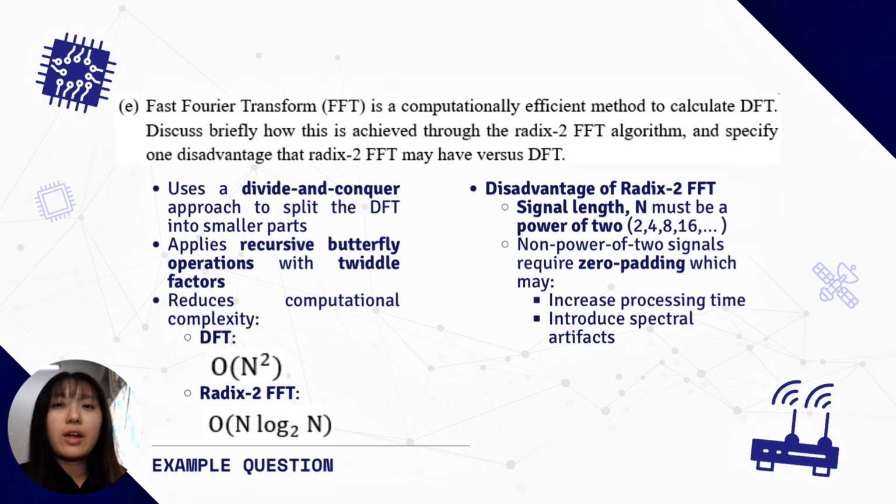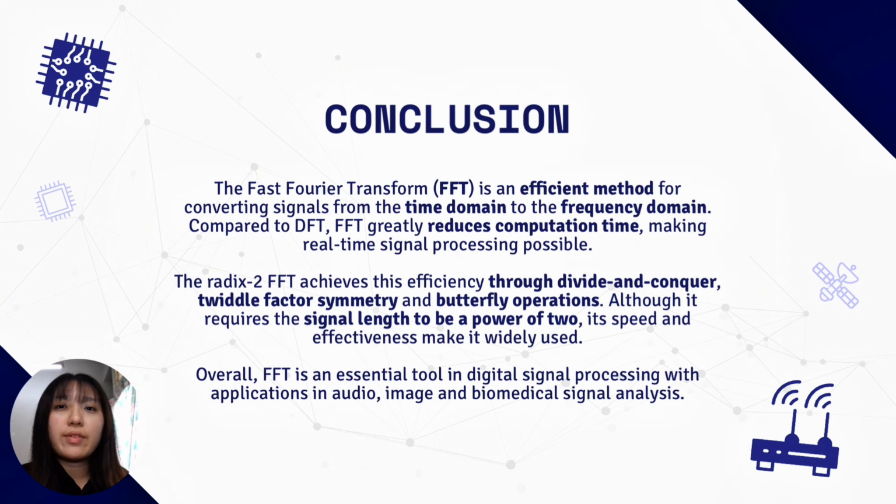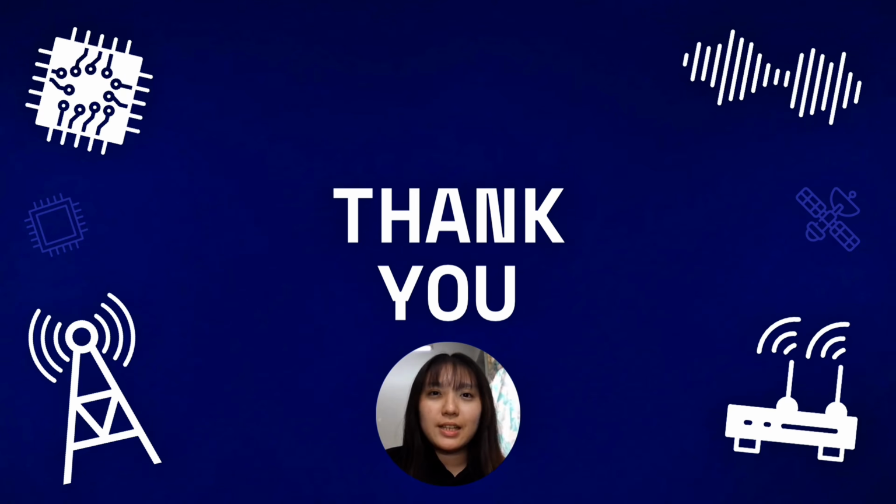One limitation of radix-2 FFT is that the signal length must be a power of 2. If not, zero padding is required, which may slightly increase processing time. In conclusion, radix-2 FFT is a powerful and widely used algorithm that enables fast frequency domain analysis in many signal processing applications.